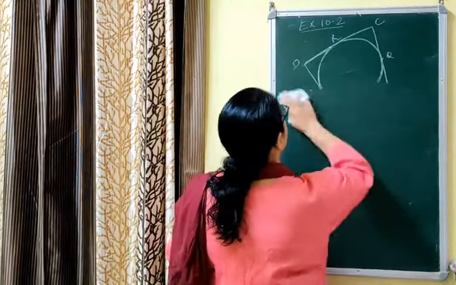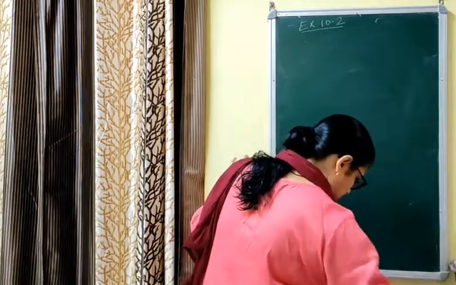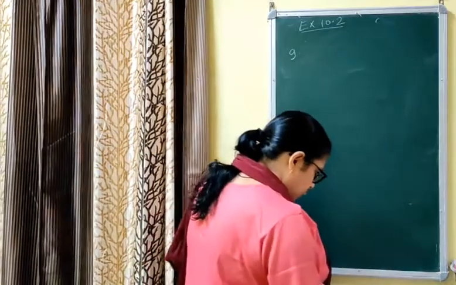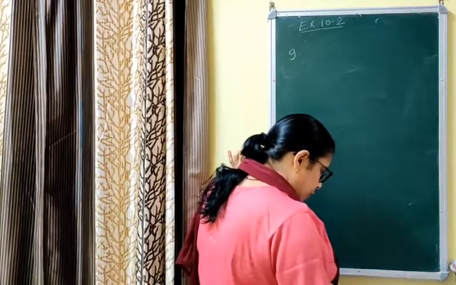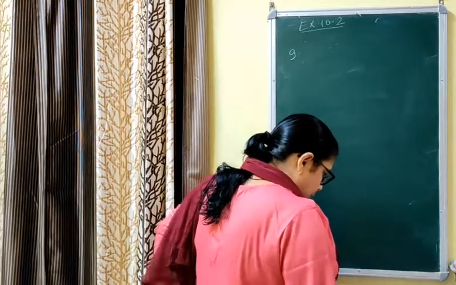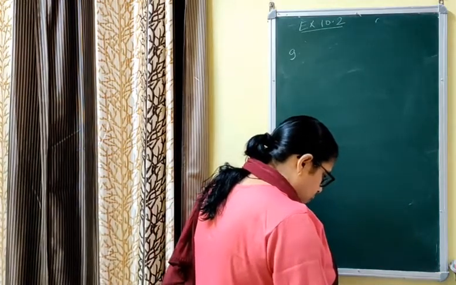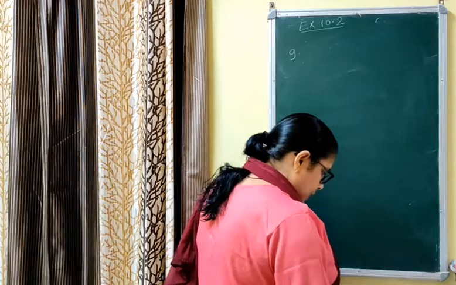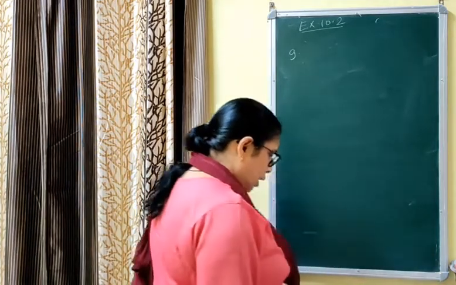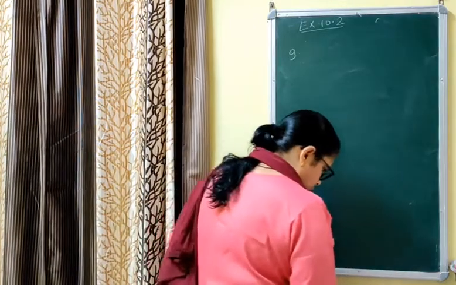This is question number 8. Now question number 9. I am reading question number 9. In the figure, XY and X dash Y dash are two parallel tangents to a circle with center O, and another segment AB with point of contact C intersects XY at A and X dash Y dash at B. Prove that angle AOB is equal to 90 degrees.